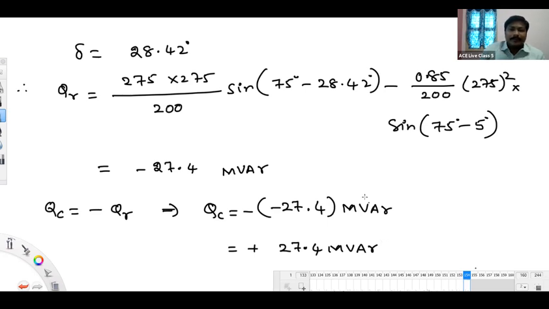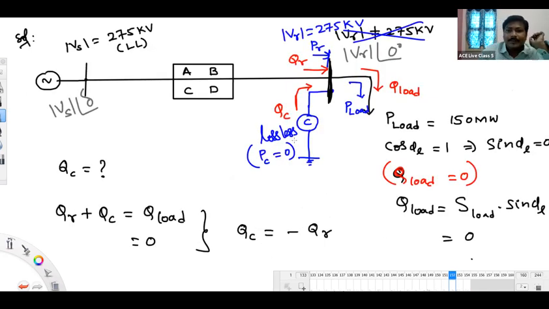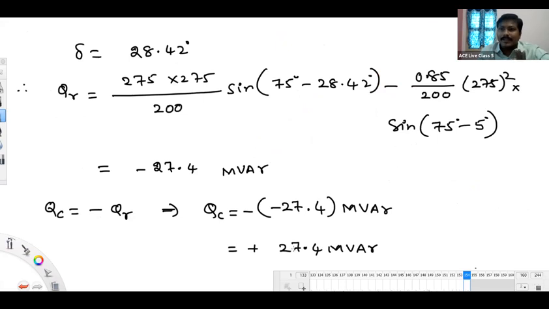Plus 27.4 MVR. Not only these plus and minus symbols, we should know the direction of this Q also. Direction of the Q is very important for us. Kindly observe, this is the direction of Q, QC, by the compensator. Actually, this is injecting a reactive power of QC. That QC is coming as a positive number, which means this compensator is injecting a reactive power of 27.4 MVR.